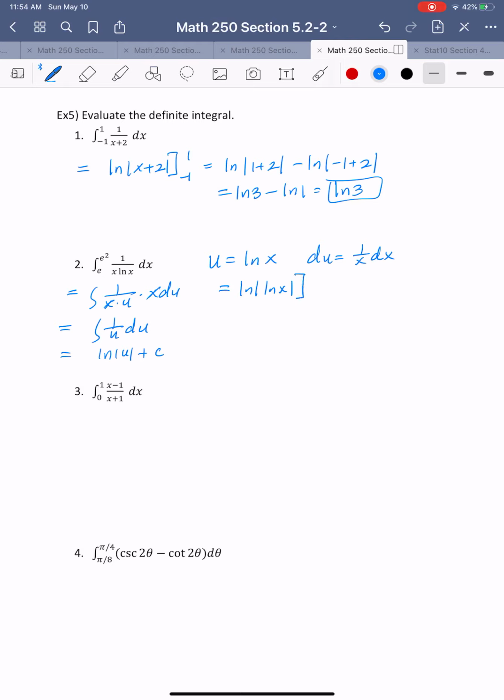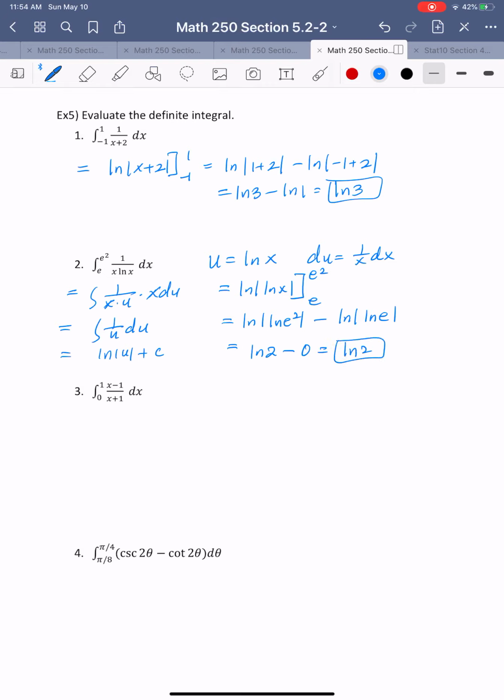Now I can use the limit that we have here, from e to e squared. And then I get ln e squared, subtract ln e. Okay, so ln e squared is the same as 2, and then ln e is 1, and 1 minus 1 is going to be 0, so the answer is ln 2.